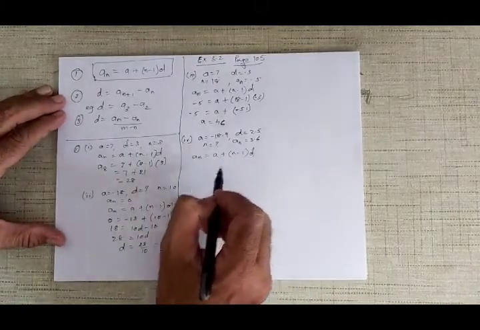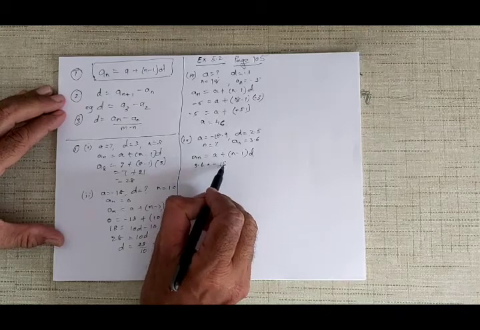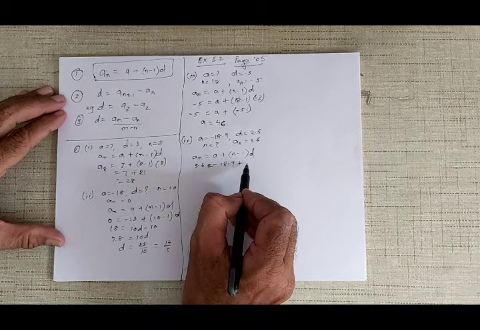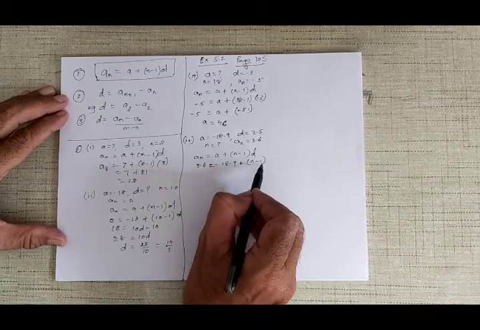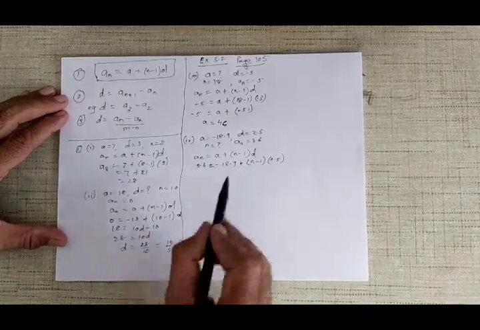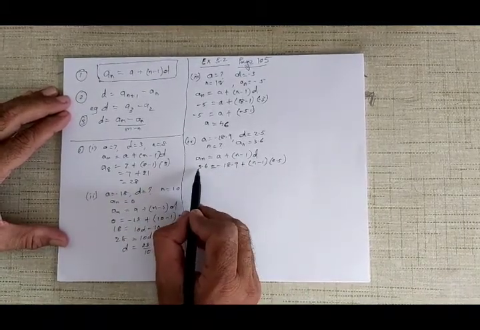Now, a of n is given as 3.6, a is given as minus 18.9, plus n minus 1, we don't know n, we want to find it, and d we are given as 2.5. Now minus 18.9 will become plus 18.9. 18 and 3, 51.